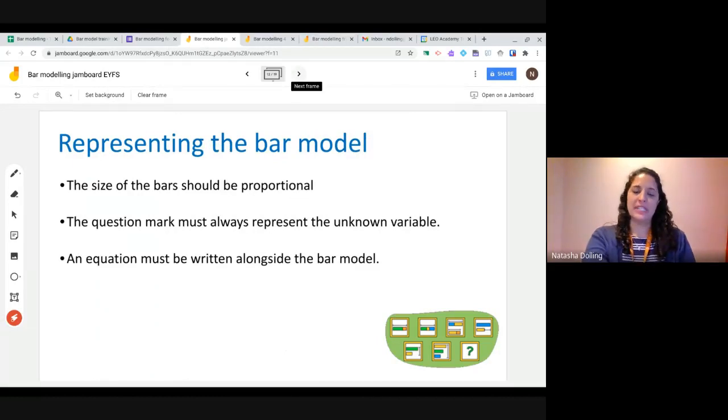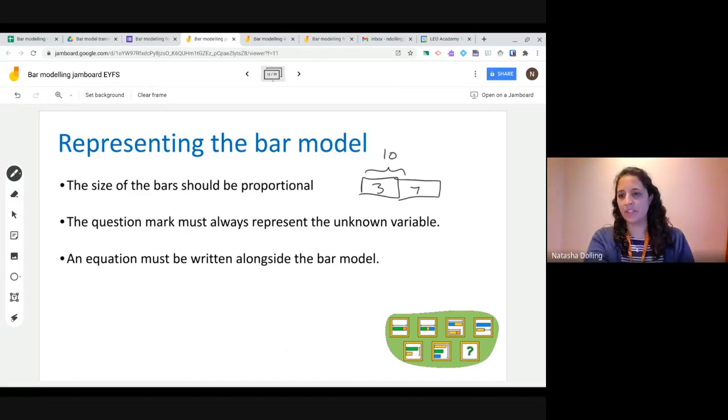when representing bar models. The size of the bar should be proportional. That is, your two parts should equal your whole. Your bigger part should be bigger than your smaller parts. We cannot have a bar model where, if this was my 3 and this was my 7, and then we've labeled that as 10, for example, that is inaccurate. The question mark must always represent the unknown.